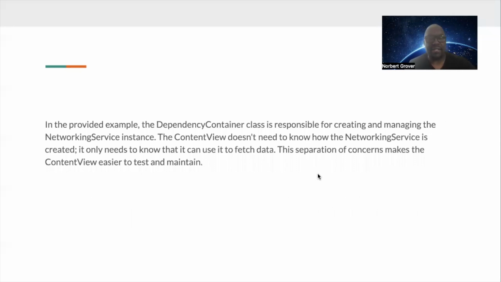In the provided example that I'm about to do, the dependency container class is responsible for creating and managing the networking service instance. The content view doesn't need to know how the networking service is created. It only needs to know that it can use it to fetch data. This separation of concerns makes the content view easier to test and maintain.